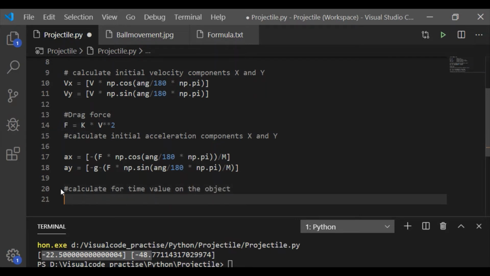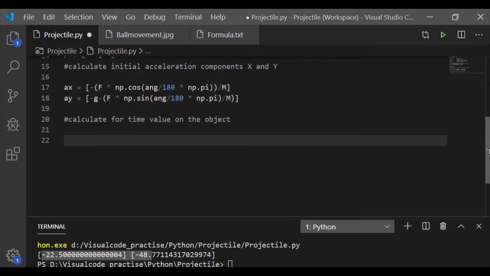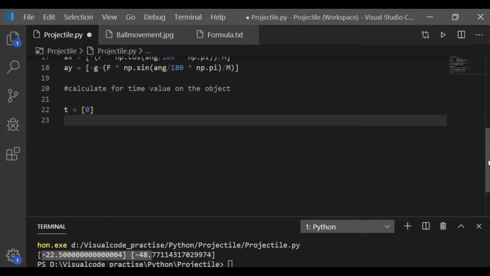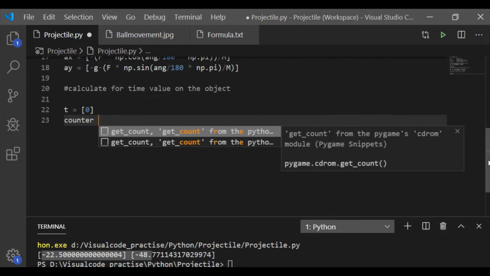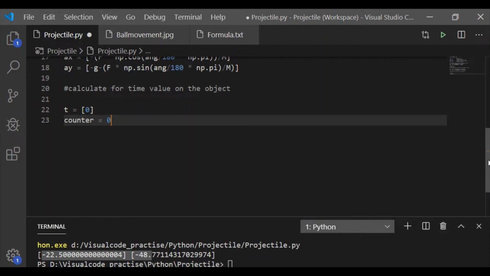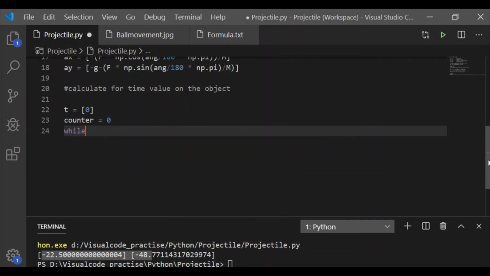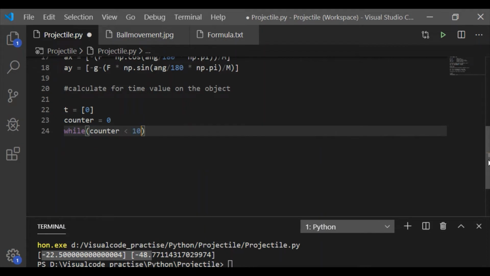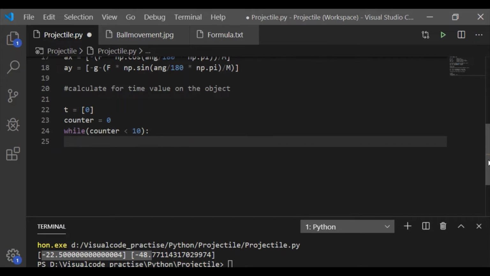so that we can plot the motion of the ball along the range of the projectile in terms of x and y. So let us initialize the list t to 0. Also have the variable counter initialized to 0. Now we will start a while loop and calculate for 10 counter values these velocities and acceleration components.